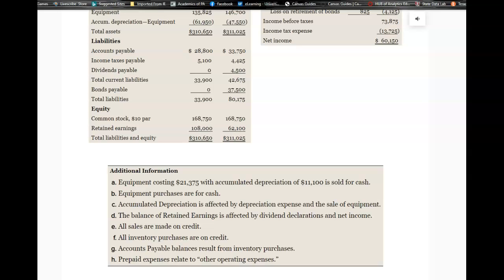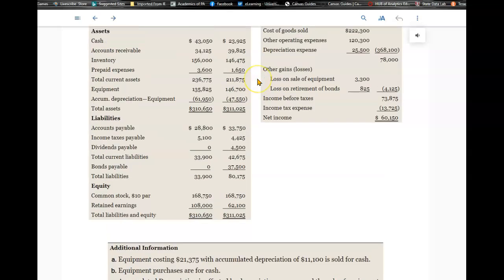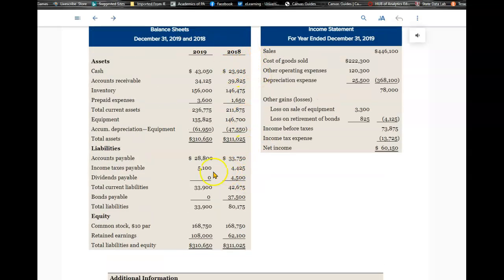$14,250. That's not the end of the story, because if we come up here and we look in the liabilities section, we have the dividends payable. Okay, in 2018, the dividends payable was $4,500. In 2019, it is 0. So you need to take that $14,250 figure and add to that the $4,500 decrease in dividends payable from 2018 to 2019. So I take the $14,250 plus $4,500, and so that means that the cash paid for dividends, okay, was $18,750.